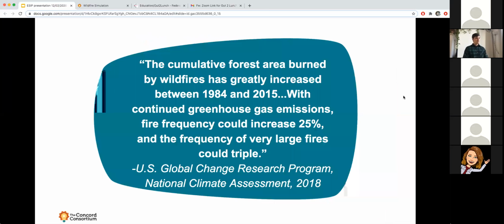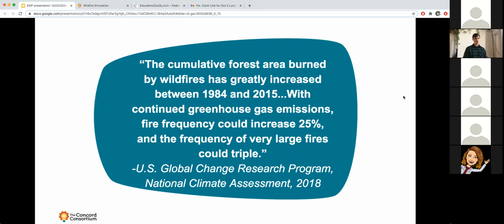So the motivation for this project came from the increasing number of natural hazards that we've seen in about the past decade or so. There's been a trend of increasing hazards, and it does not appear that this trend is going to drop anytime soon. Unfortunately, as we can see here from the National Climate Assessment in 2018, just a couple years ago, they say that the cumulative forest area burned by wildfires has greatly increased between 1984 and 2015. With continued greenhouse gas emissions, fire frequency could increase 25%, and the frequency of very large fires could triple.